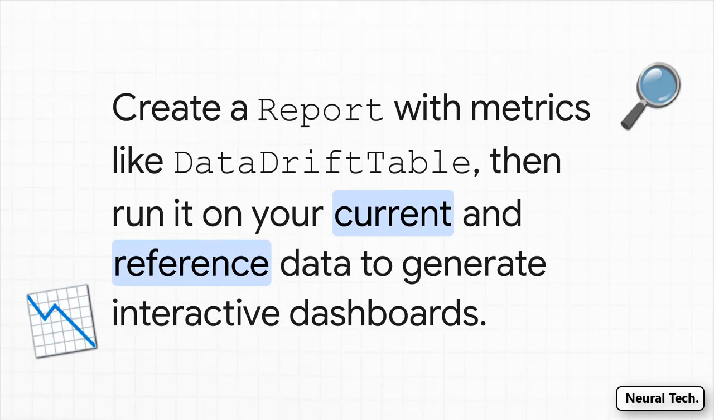You just create a report, tell it what you want to check for, like a data drift table, and then you run it. You give it your current data, that's the live stuff, and a reference data set, which is usually your original training data. It then automatically spits out these beautiful, interactive reports that show you exactly where and how your data is drifting, so you can retrain your model before anyone even notices a problem.